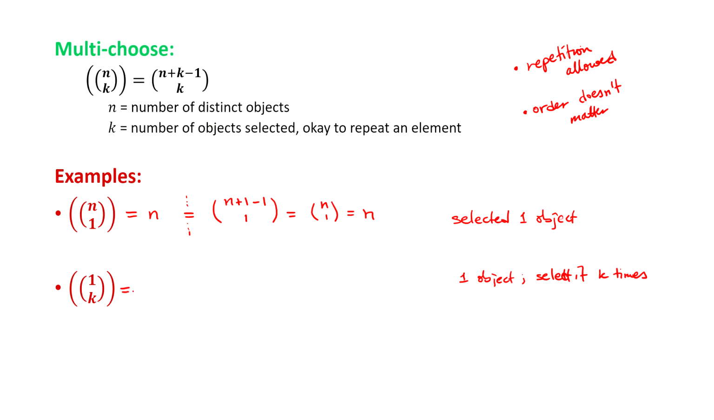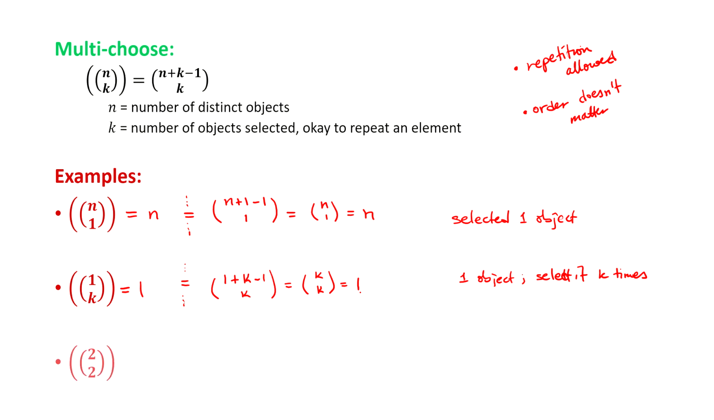So what does that mean? Since you only have that one option to pick from, there's only one way to select that one object. You don't have any choices. So if we look at the formula and see if it still works, our formula would be 1 plus K minus 1, K on the bottom. As soon as you simplify this, this would be the same as K choose K, which we saw earlier was the same as 1.